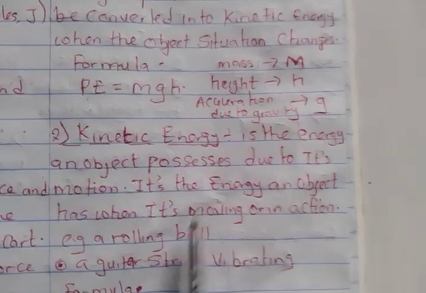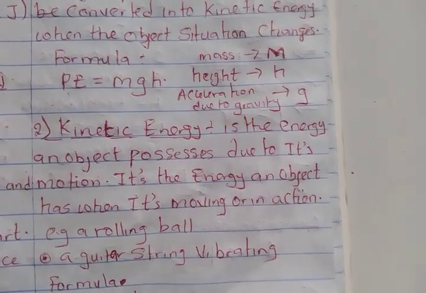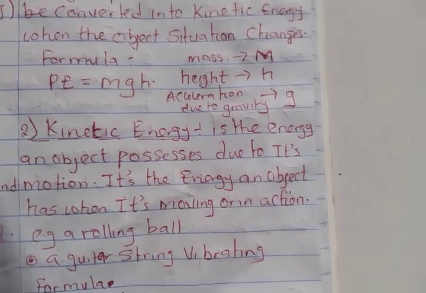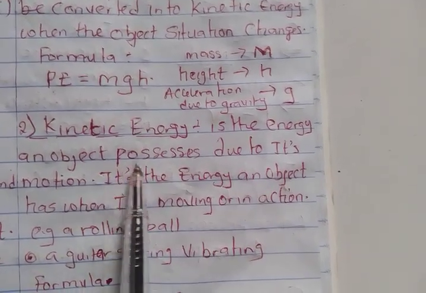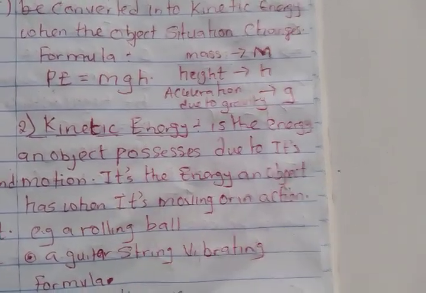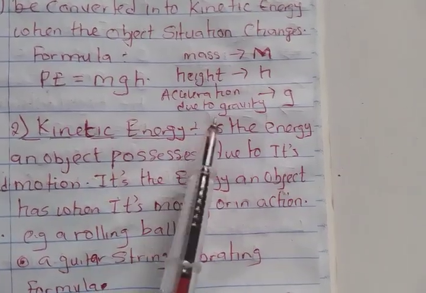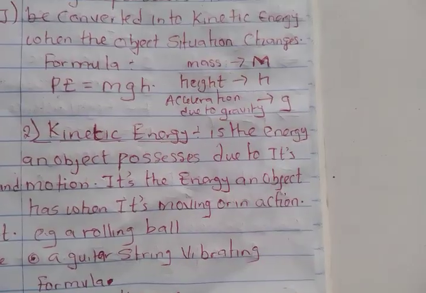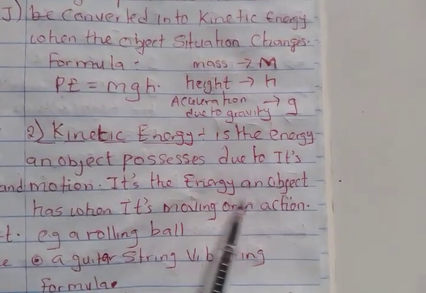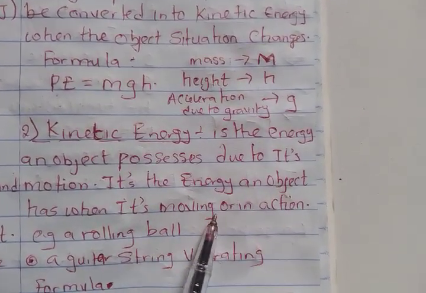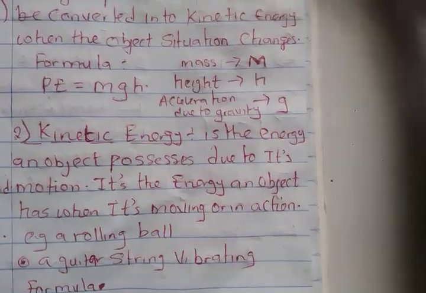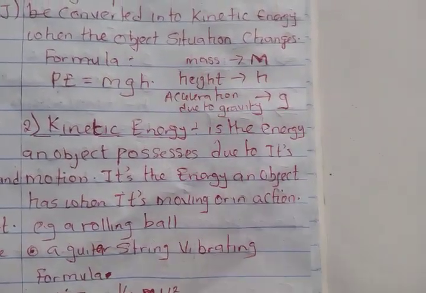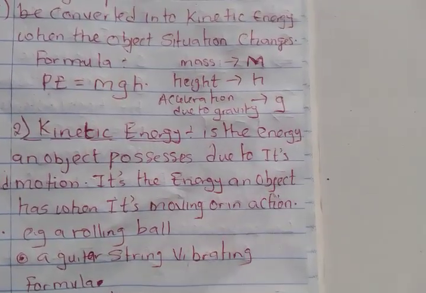The other type is kinetic energy. Kinetic energy is the energy an object possesses due to its motion. Please let's get that right. It is the energy an object has when it is moving or in action. So when this pen is moving, the energy it possesses when it is in action is what we refer to as kinetic energy.